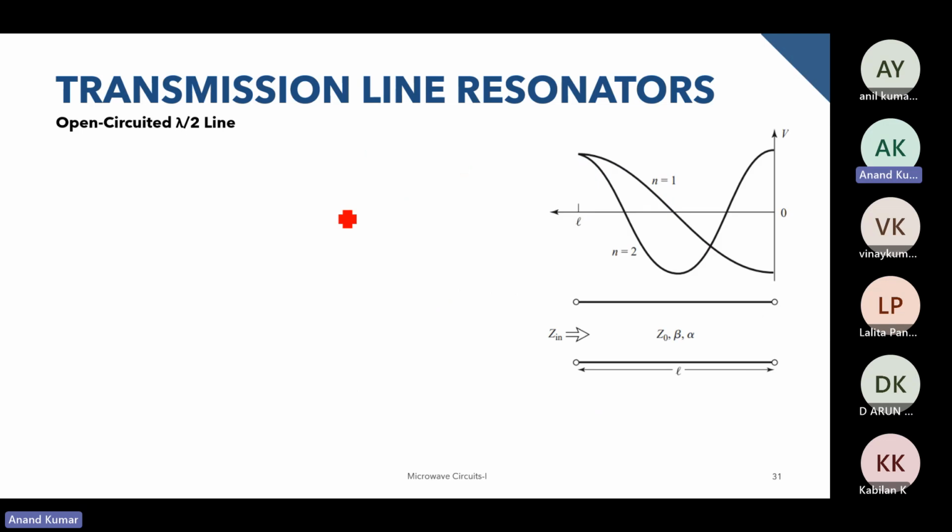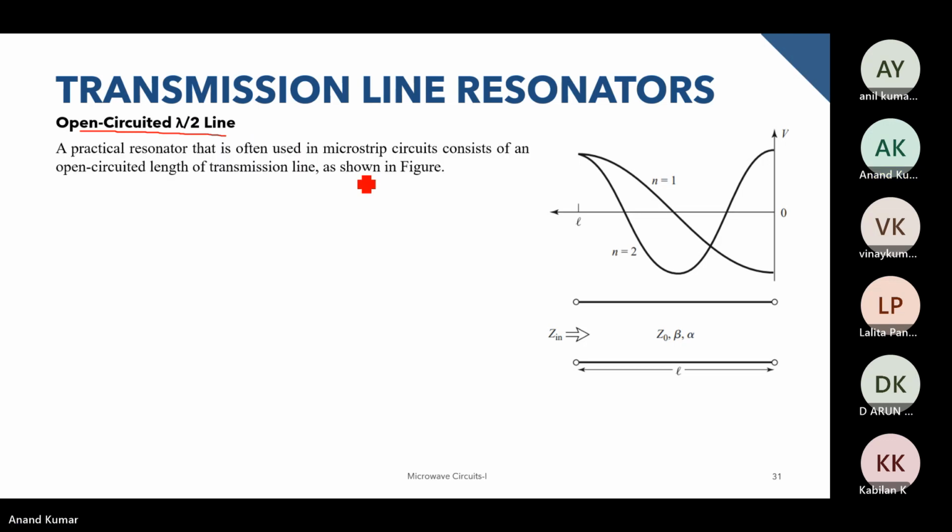Okay, any questions from here? So we've seen the short circuited lambda by 2 line and the short circuited lambda by 4 line. Now let's look at the open circuited lambda by 2 line.